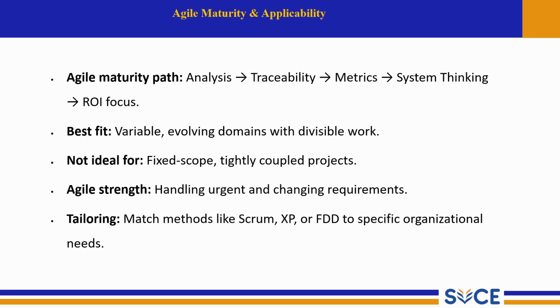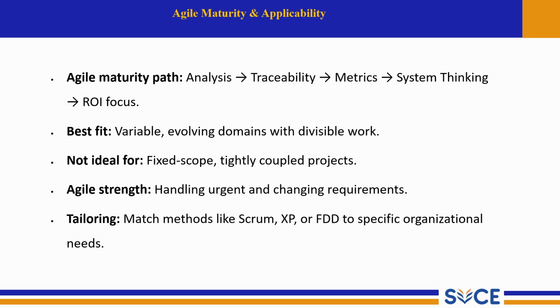And next one is the Agile maturity and applicability. Agile maturity path. The path can be represented in steps. First, they need to do the analysis of the requirements. Based on the problems, they need to analyze all the requirements, and we have to find the traceability. After finding the traceability, using the metrics we measure how it is working, and it is given into systems thinking. Finally it is given into the return on investment focus.